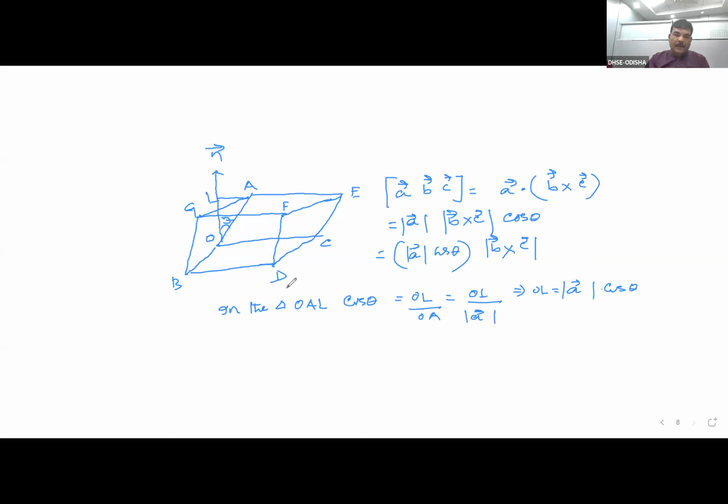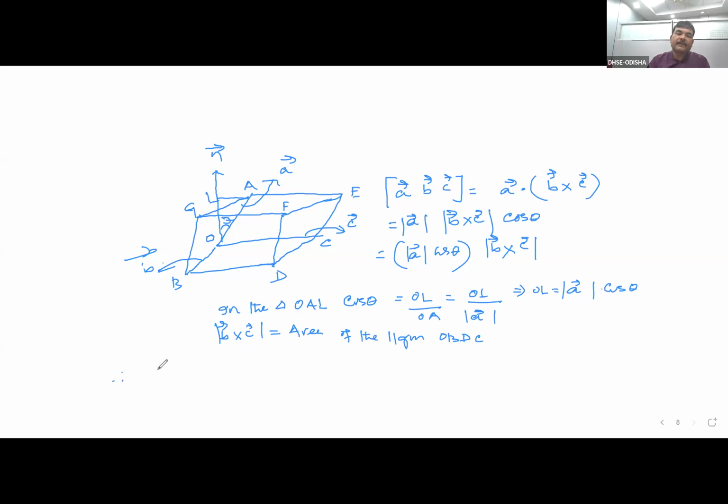And you know, cross product represents the area of the parallelogram. So this is vector B, this is vector C, and OA is vector A. So B cross C is the area of the parallelogram OBDC. Mod of B cross C is the area of the parallelogram OBDC.